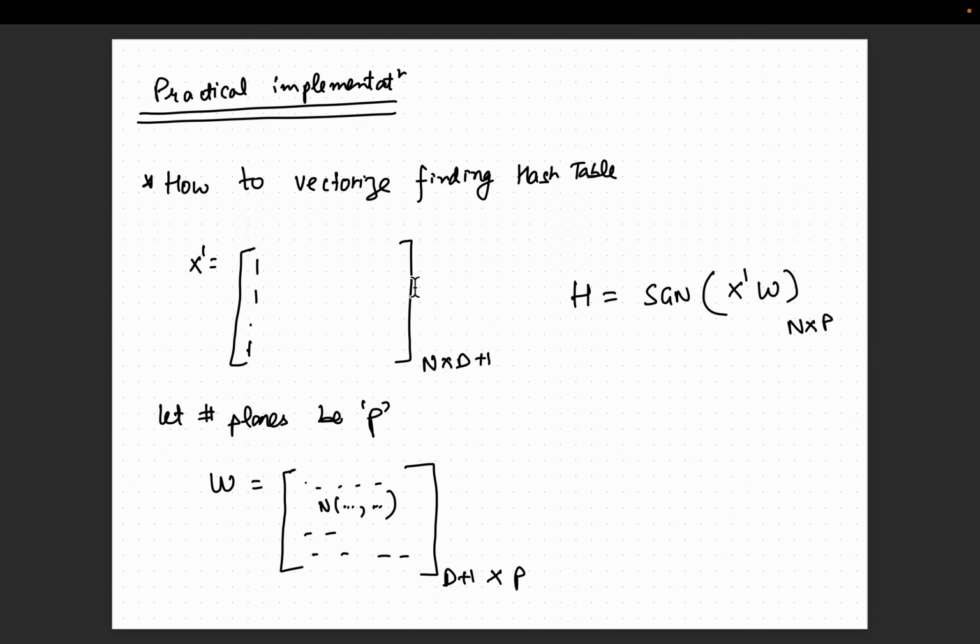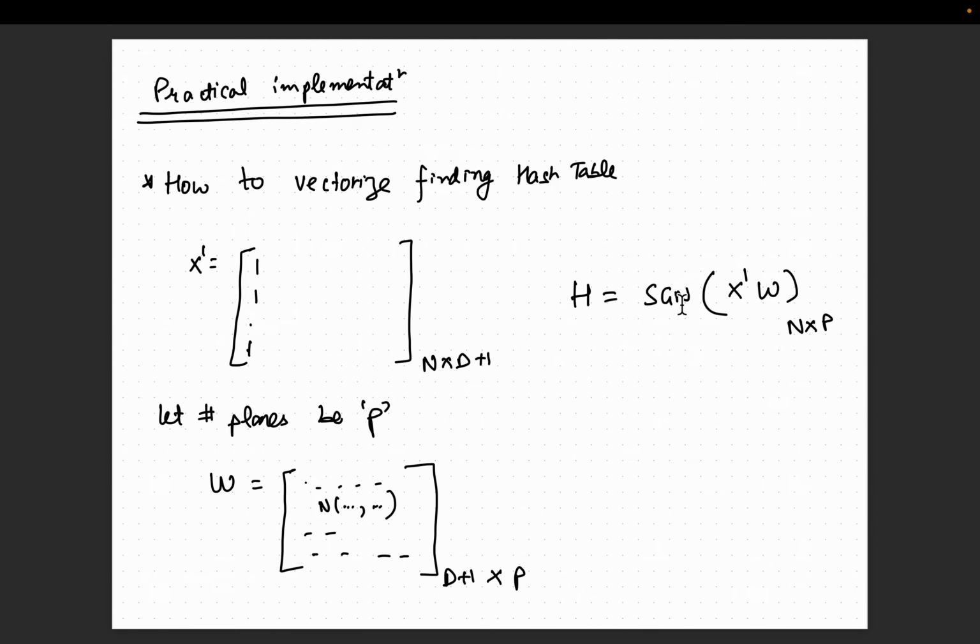So I create this W or R matrix as a d cross p dimensional matrix, where each entry is coming from a normal distribution with some mean and some variance. We have d rows and p columns. The reason I've done this is to ensure that I don't have to do all of the calculations for individual hyperplanes. Then if I do X prime into W, that gives me an n cross p dimensional matrix.